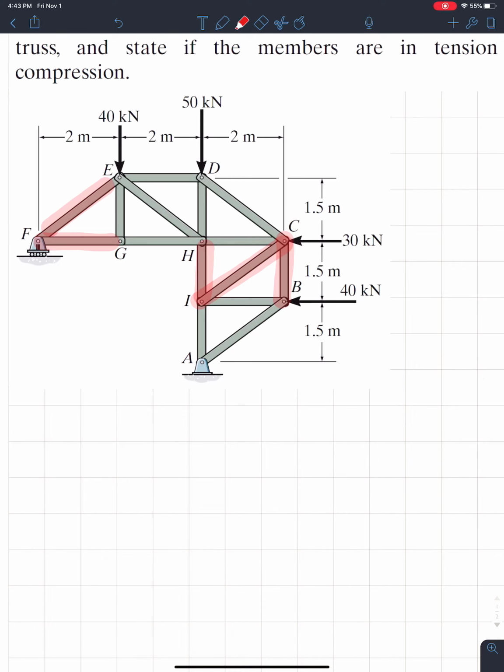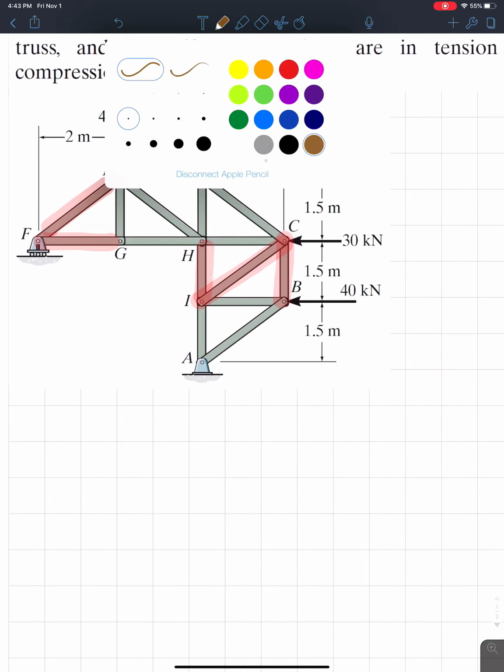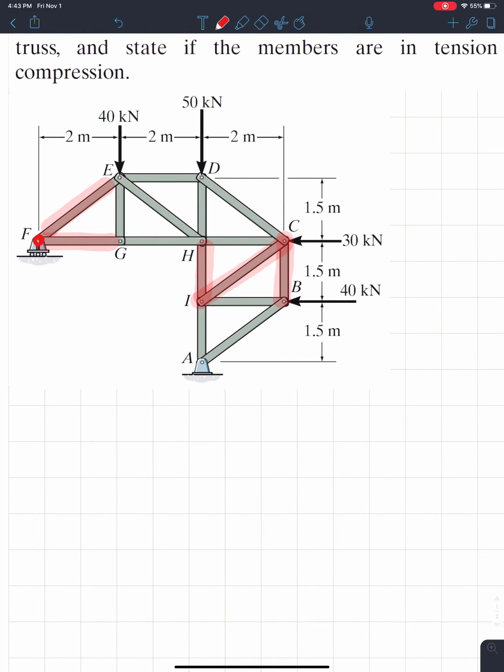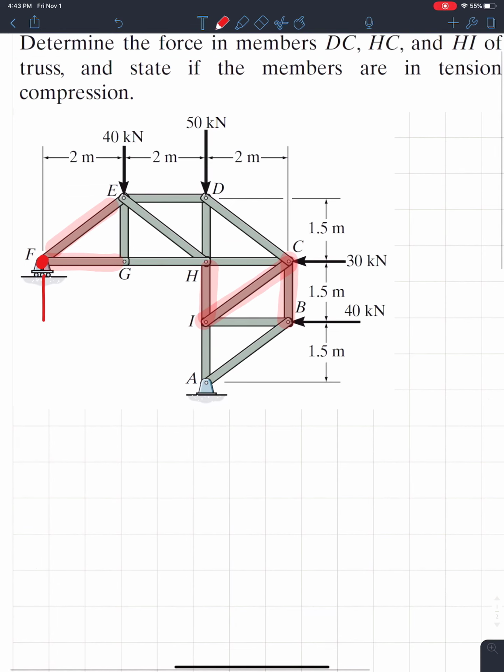And what you guys will find is one of the sections is going to be near a support. So if we look at this section right here, it's near a support. So what you're going to do is you're going to find the support conditions. You're going to say, okay, well, now I know this force right here. If I know that force, I can analyze joint F and find those other two forces. So that'll be good to go.